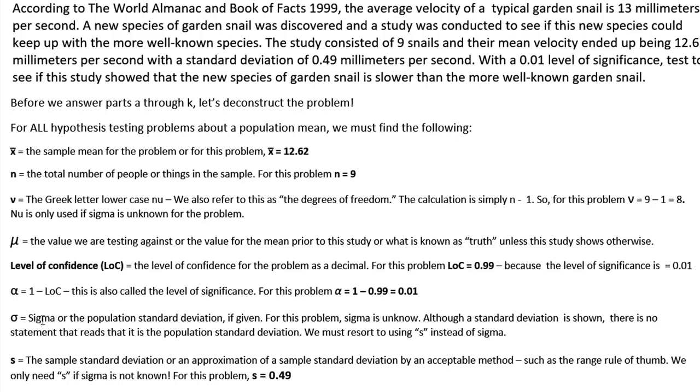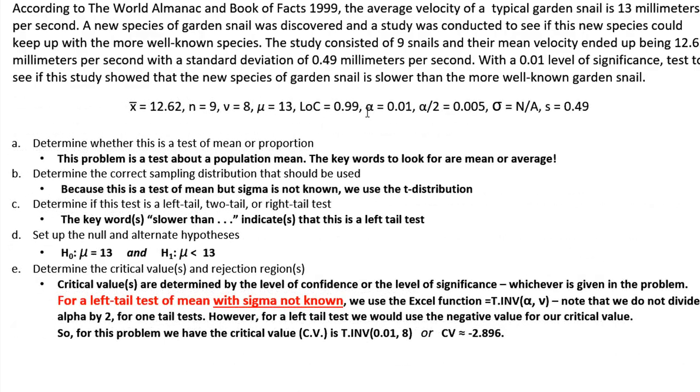Lowercase sigma is the population standard deviation. This is not given to us in the problem, so we have to use S instead, or some other measure, but S is given to us, so that's the one we use, and it's given to us as 0.49. Here I have the setup of everything that I would have to plug directly into the spreadsheet.